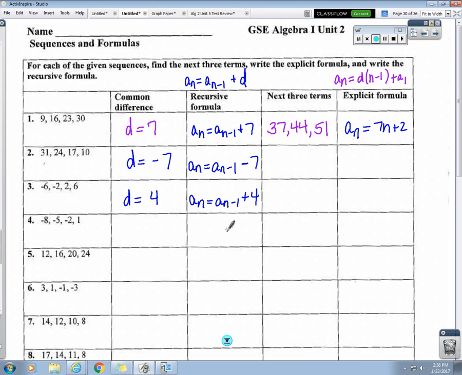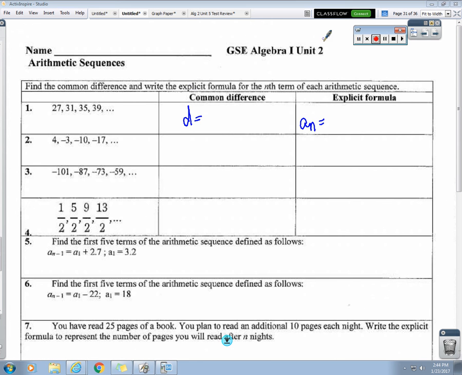Okay, so you need to finish out the recursive formula for 4 through 12 and then turn to the next page, because they're each going up by 4. 27 plus 4 is 31. 31 plus 4 is 35, and so on.